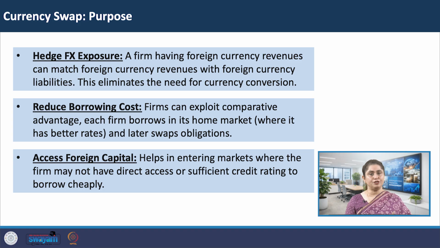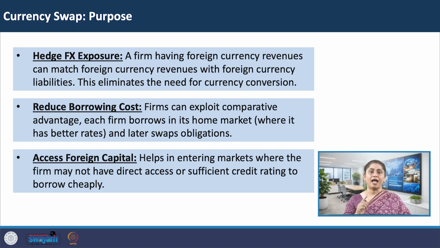Number two, reduce borrowing cost. Companies can exploit their comparative advantage. Each firm borrows in its home market where it enjoys the best credit terms and then swaps the obligation. The result is that both firms end up paying less than if they had borrowed directly in the foreign market.